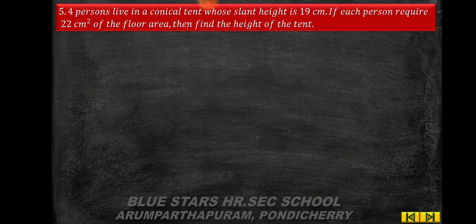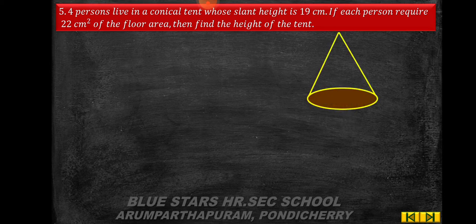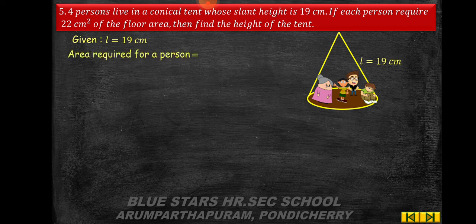Problem number 5. 4 persons live in a conical tent whose slant height is 19 centimeter. If each person requires 22 centimeter square of the floor area, then find the height of the tent. So it is a conical tent. It is in the shape of a cone. 4 persons live in a conical tent. So slant height L is equal to 19 centimeter. Given L is equal to 19 centimeter, area required for a person is equal to 22 centimeter square.